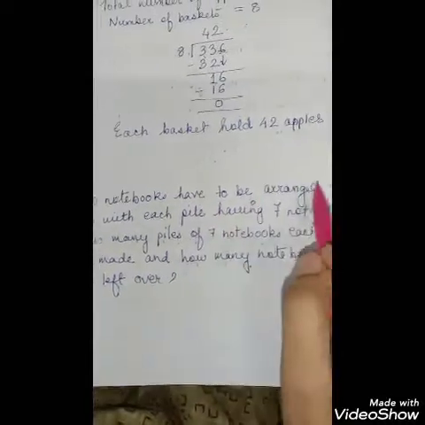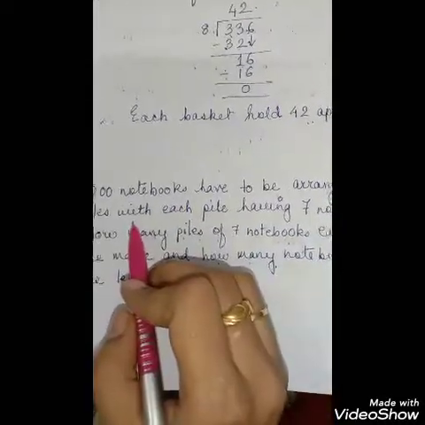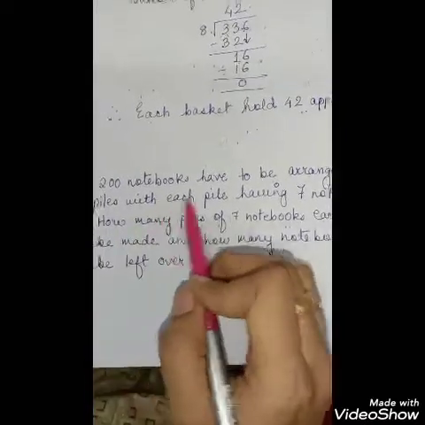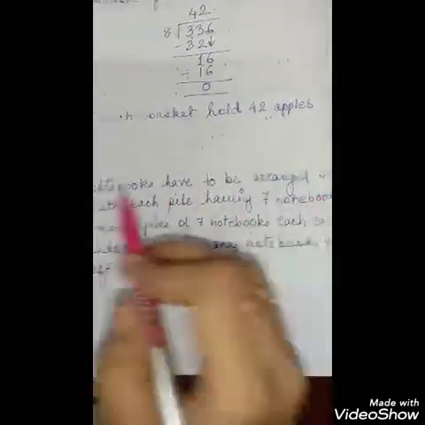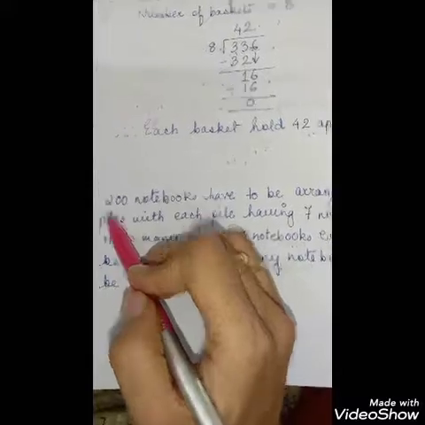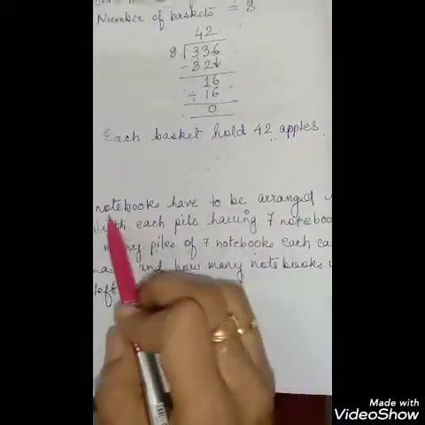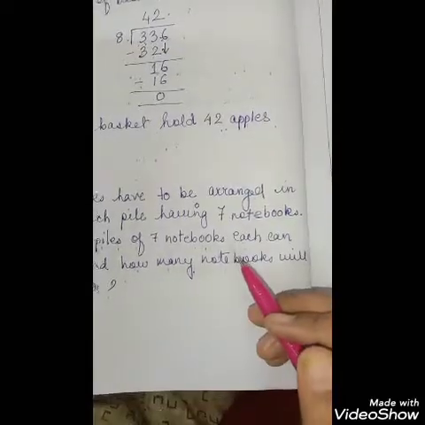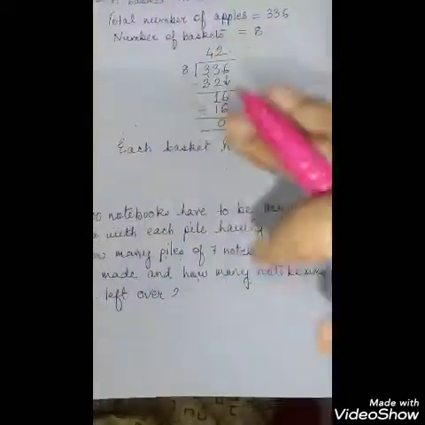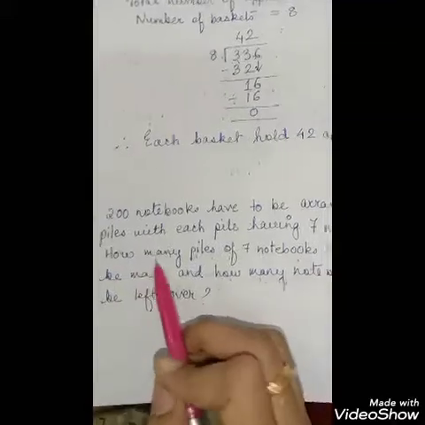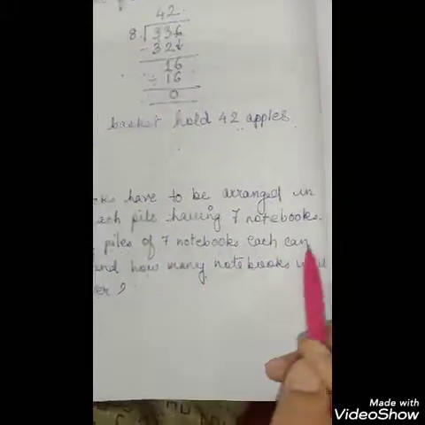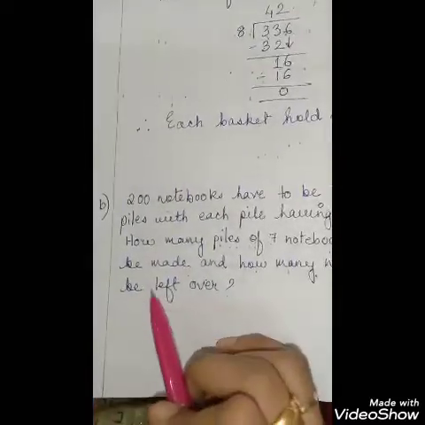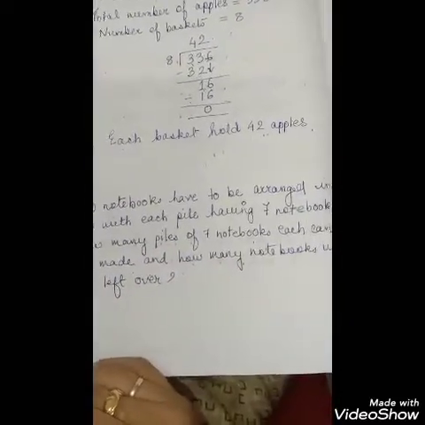200 notebooks have to be arranged in piles, with each pile having 7 notebooks. The total number of notebooks, that is 200, have to be arranged in piles with each pile having how many notebooks? 7 notebooks. Yes, keeping one upon another, we call it a pile. How many piles of 7 notebooks each can be made? And how many notebooks will be left over? You have to find out.